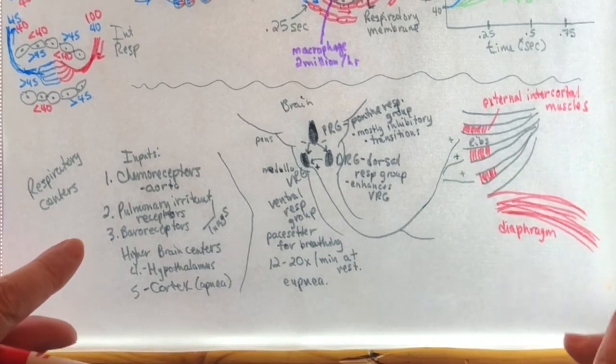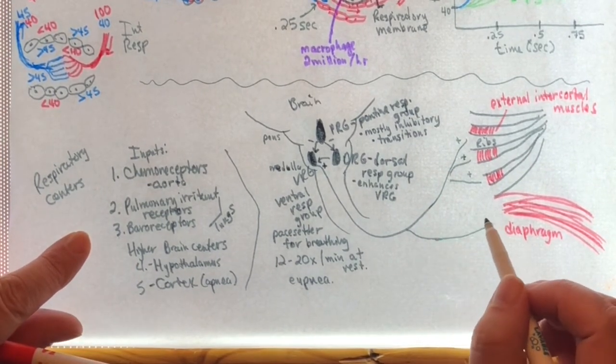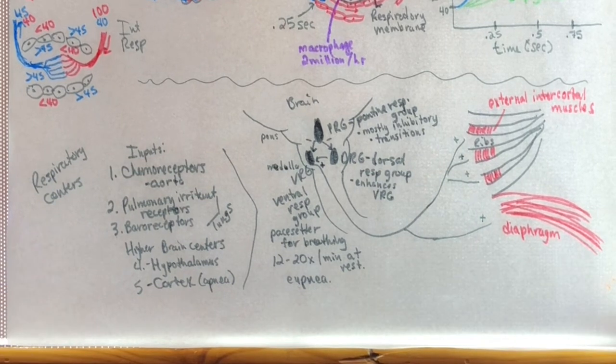So remember that I said that the cells of the VRG, the neurons of the VRG, will depolarize 12 to 20 times per minute. And what they do when they depolarize is they cause contractions of these muscles, which in turn causes you to inhale. And then when the VRG is relaxed or quiescent, the cells are no longer active, the muscles will relax, which causes you to exhale.